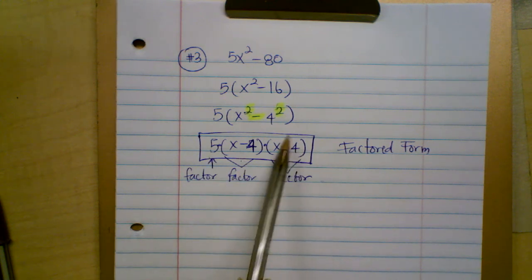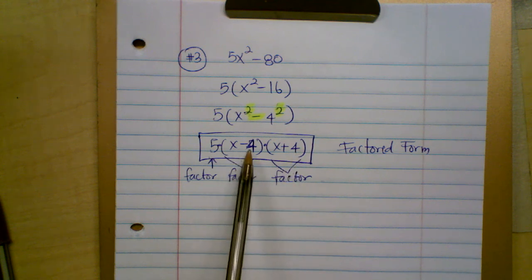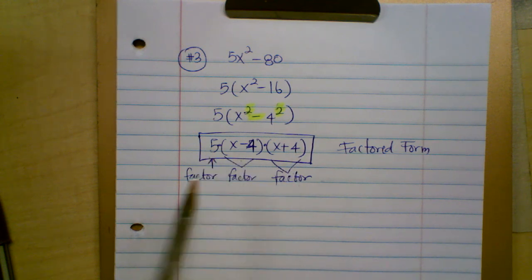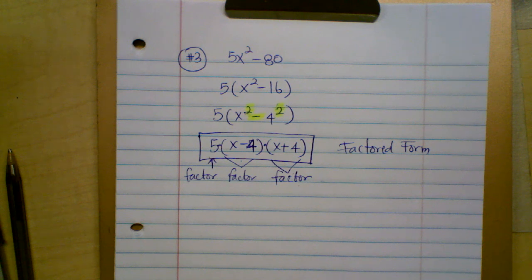So you can call x plus 4 a factor, x minus 4 a factor, and 5 a factor, because they're multiplying each other.